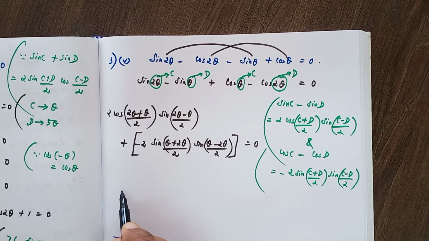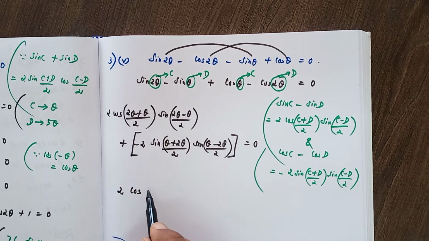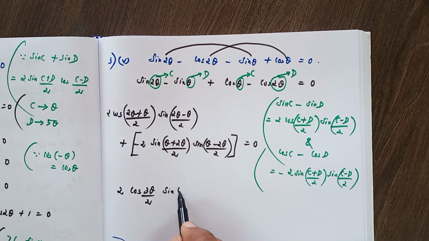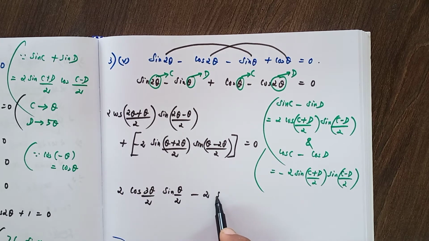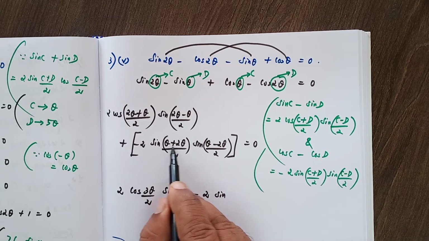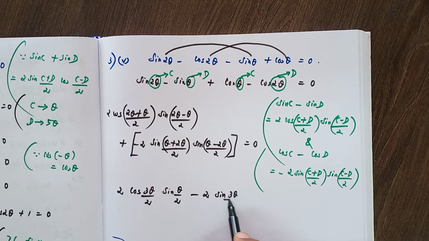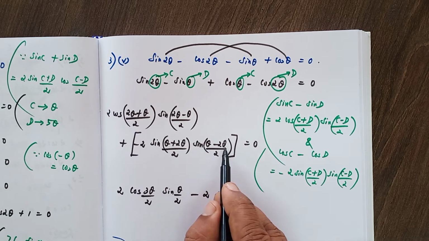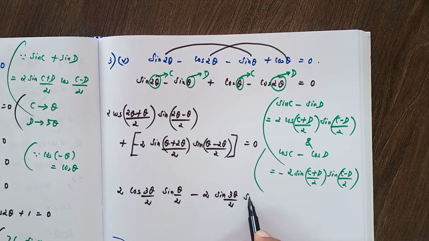Now 2 into cos of (2 theta plus theta) by 2, that is 3 theta by 2, sin of (2 theta minus theta) by 2, that is theta by 2, plus minus 2 into sin of (theta plus 2 theta) by 2, that is 3 theta by 2, and sin of (theta minus 2 theta) by 2, that is minus theta by 2. That is equal to 0.